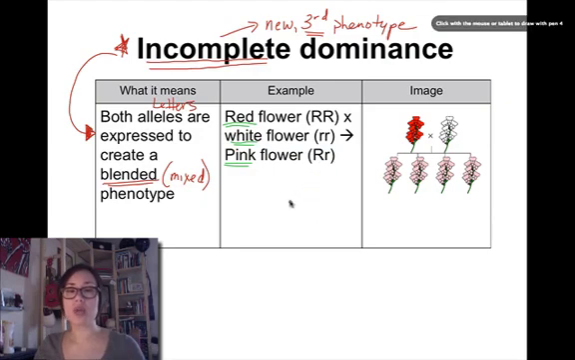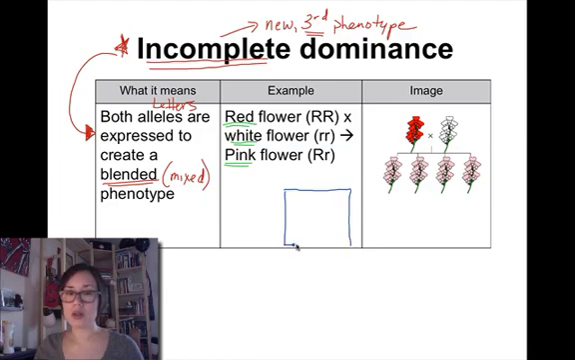So let's talk about what that looks like in a cross. I'm still going to set up my Punnett square. It's still a monohybrid cross. We're just dealing with one trait, the trait of flower color. I'm going to put my one parent up at the top, big R, that's representing my red snapdragon. I'm going to put my white snapdragon along the side, little r. And when I do a cross, you'll notice that all of my Punnett squares are going to become heterozygotes.